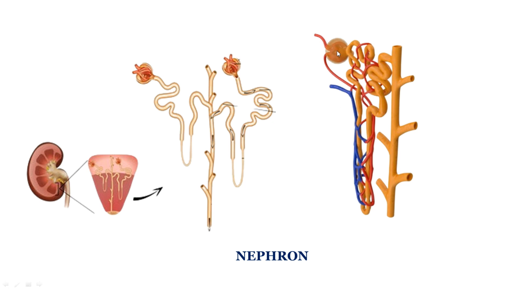The nephron is made up of these particular structures, where you will find a renal artery entering into a cup-like structure known as Bowman's capsule. The network of capillaries present in the Bowman's capsule is known as the glomerulus. This glomerulus helps in creating a pressure to filter the unwanted materials to form urine.